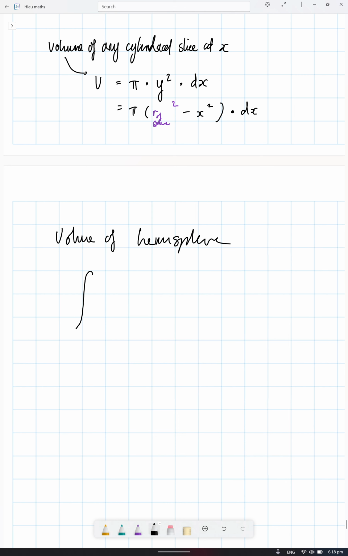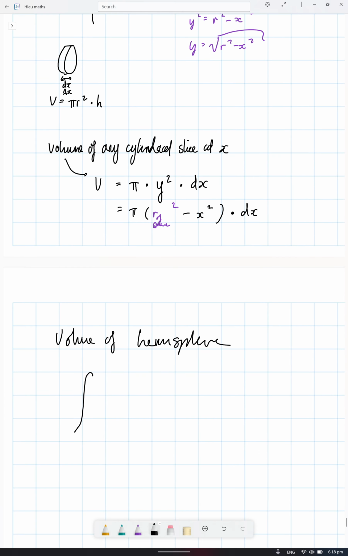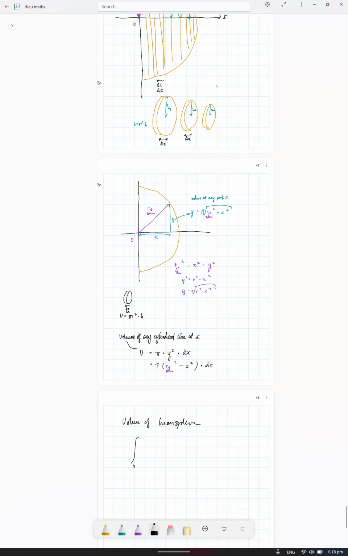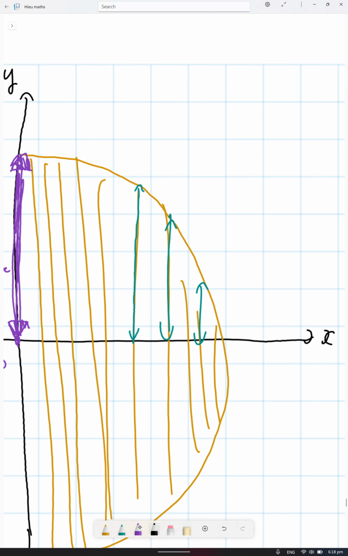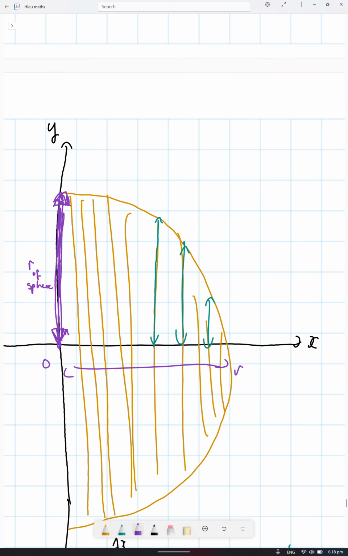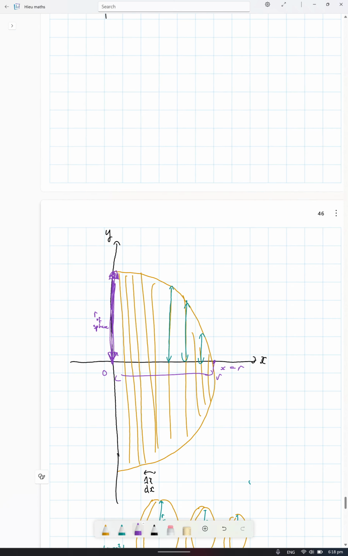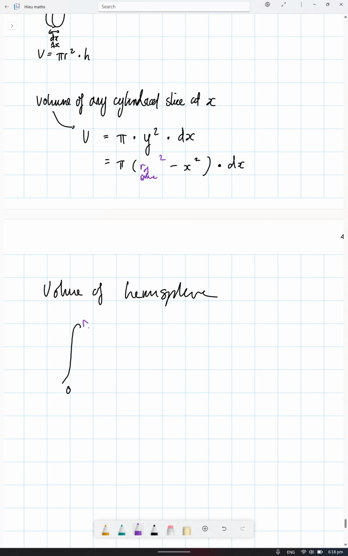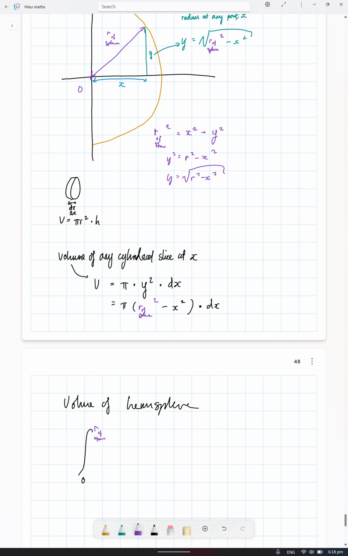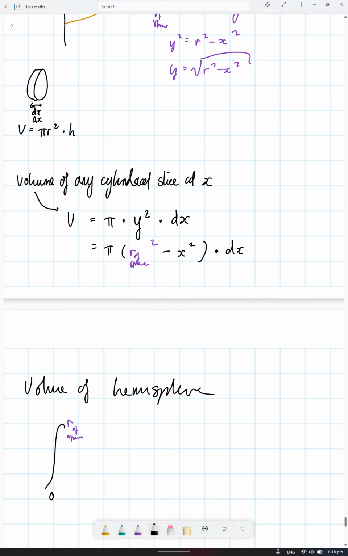Volume of hemisphere is the summation of all the slices that we found, which is from 0 to, let's check again, from 0 to R, because remember, this length is R as well. This here, x equals R. So we need from 0 to radius. Remember, this is the radius of the sphere. The summation of that and of our equation.